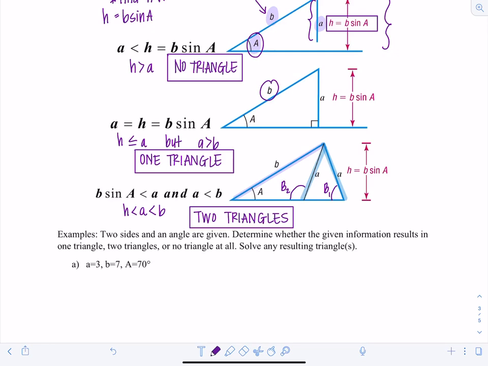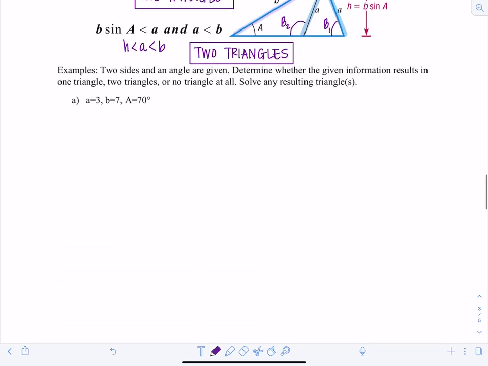Okay? As long as you're systematic and you draw a nice triangle, it won't be too crazy. So just follow the process demonstrated in the examples and you should be okay. All right, let's look at some examples. So two sides and an angle are given. Determine whether the given information results in one triangle, two triangles, or no triangle at all, and then solve any resulting triangles. So they've given us two sides and an angle. So I'm gonna set it up the following way.